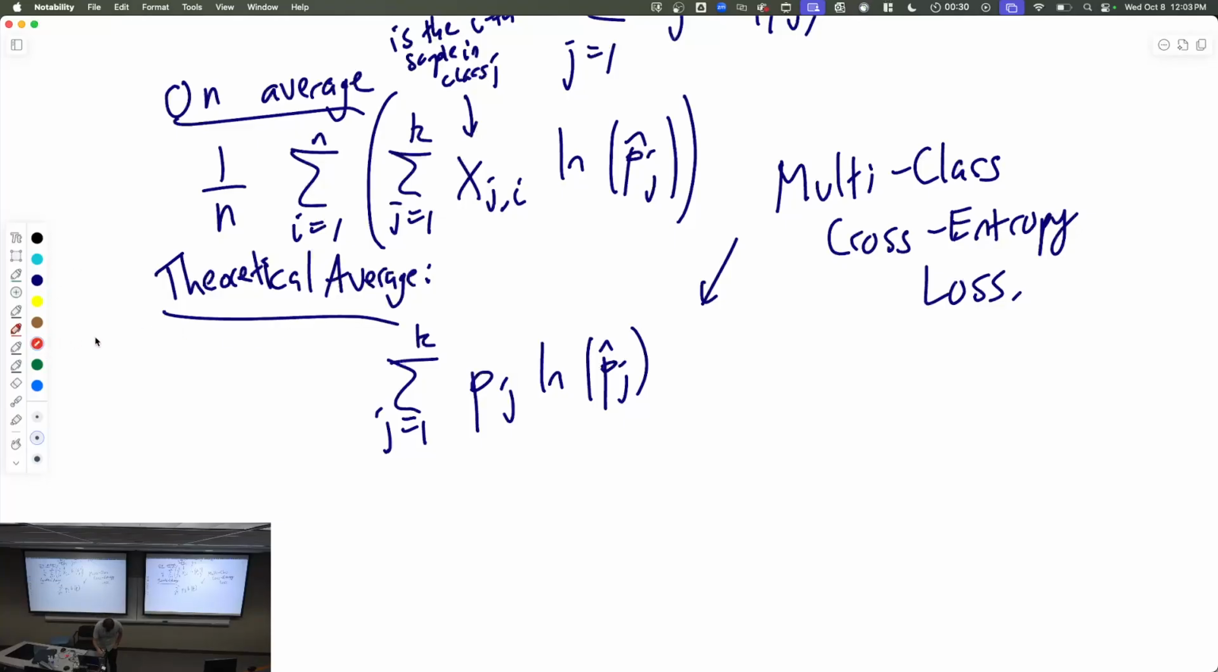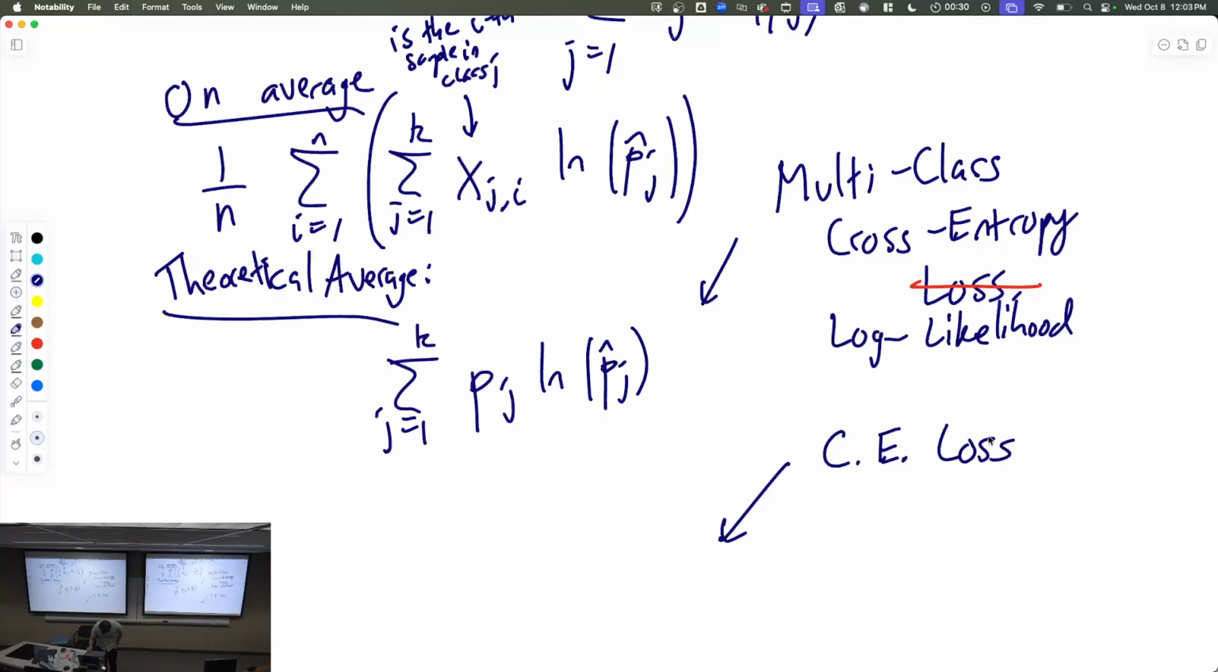Let's fix it. Log likelihood. Okay, and the multi-class cross entropy loss, the CE loss, is negative that. Sum from j equals 1 to k of minus p_j times the log of p hat_j. It's very important because if you minimize or maximize, you can get that wrong in your code and everything will fall apart and nothing will work. Okay, fantastic. Questions or comments about this multi-class thing?